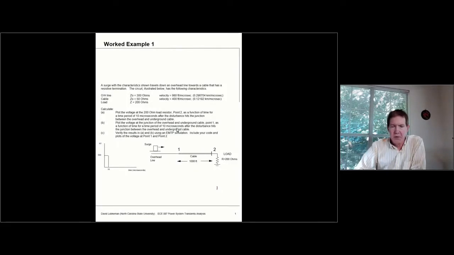So what we'll do now is we'll take a look at a couple worked examples. And this will be kind of typical of what I expect you to do on the homework and also on the exam. And we're just going to be focusing on single phase applications.